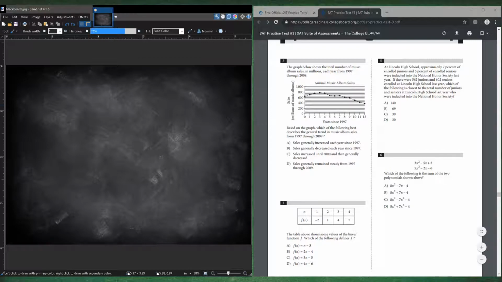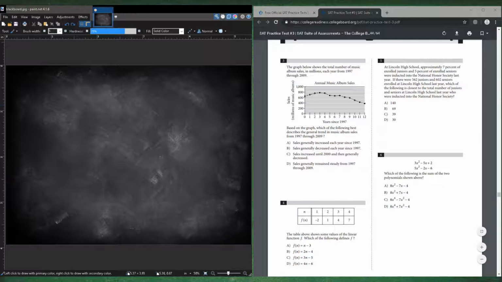Sales increase until 2000. So this one starts from 1997, so 3 years would be right here. So yeah, it did generally increase into 2000 and then generally decreased.